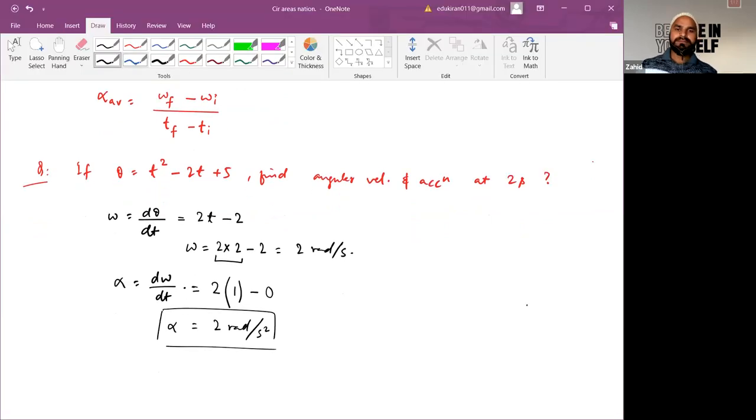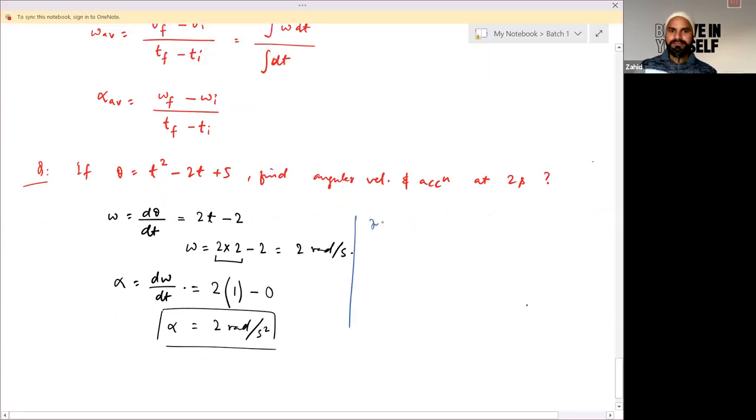Similarly, in this part, try to find average angular velocity between t equals 1 second and t equals 2 seconds. First, t initial is 1 second. Put this in this theta to find theta initial. Similarly, put t final as 2 seconds to get theta final and then apply the formula. Try to solve.